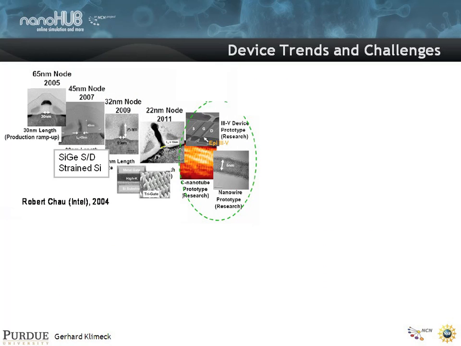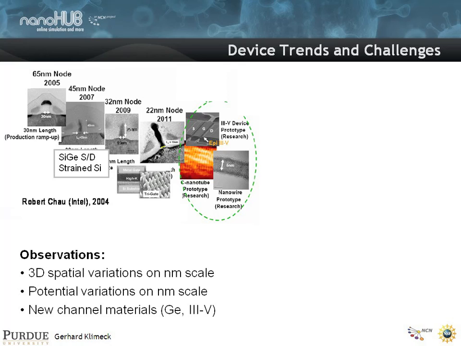So here again are the device trends and challenges. What I observe here is that there are 3D spatial variations on a nanometer scale. There are potential variations on a nanometer scale because you have gates that you drop charge or potentials over, and you funnel charge through it. There are new channel materials people look at, germanium and III-Vs.